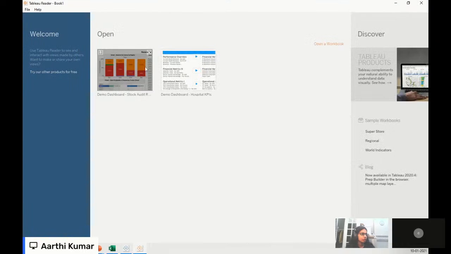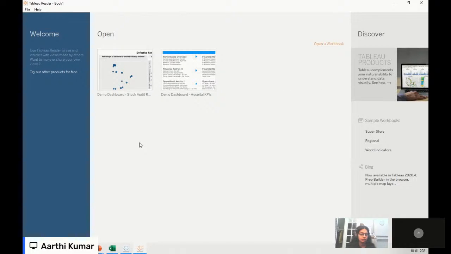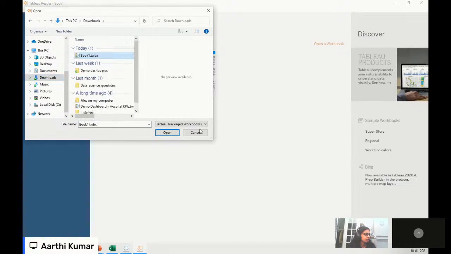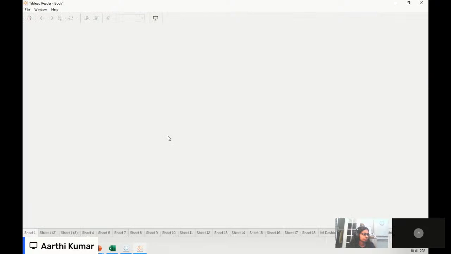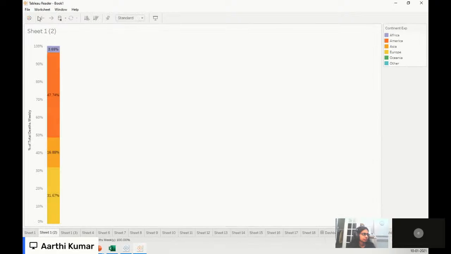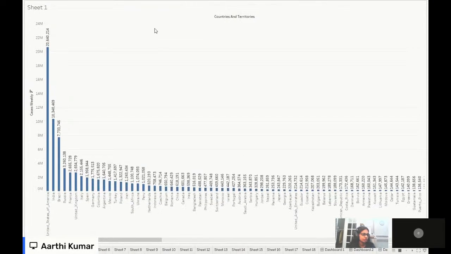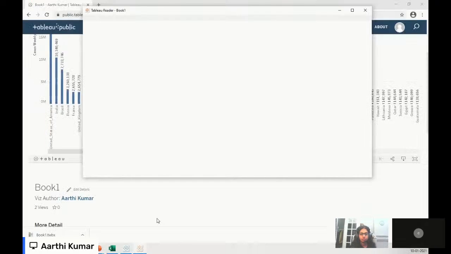Here you can only view your Tableau work, and not anything else. So the downloaded Tableau, if I say I want to go and open it, yeah, all the sheets that I created are visible here, and I don't have any edit options. You can only go into a presentation mode and navigate between different sheets. So this is how you can share the Tableau file with your audience.